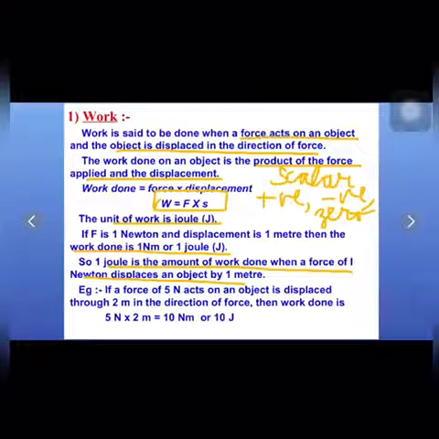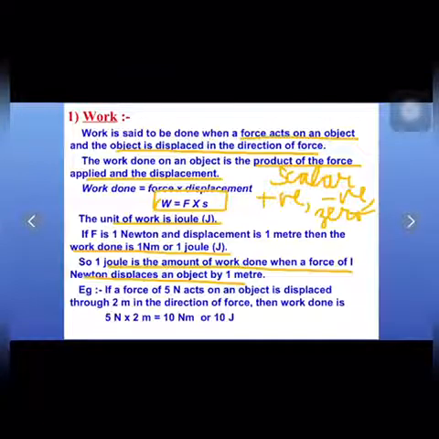Also, work done can be zero if there is no displacement at all. So if there is no displacement, it means work done is zero. Also, work done is zero when the force is perpendicular to the displacement. So in this case also, the work done is considered as zero.